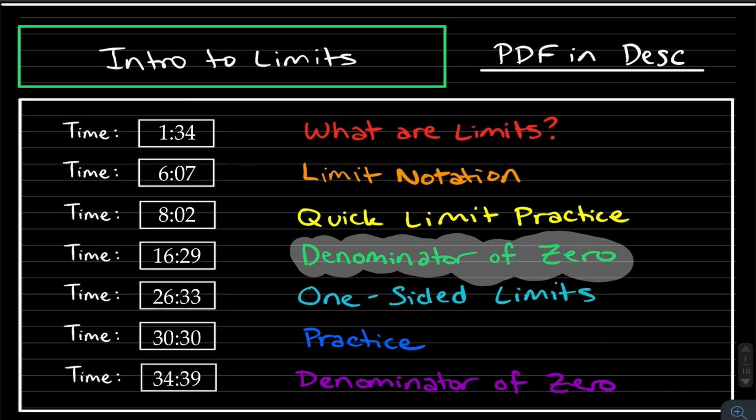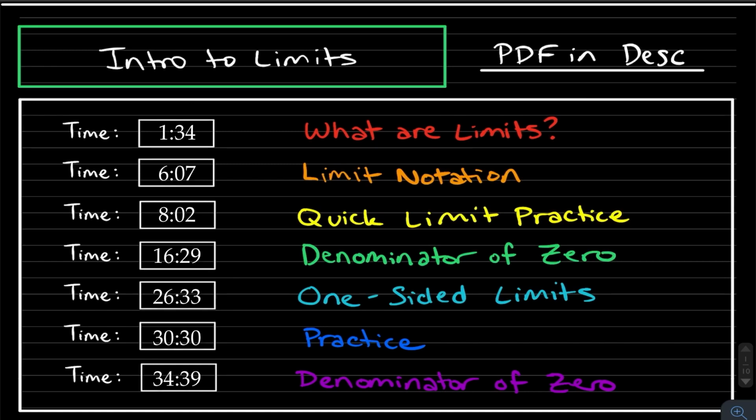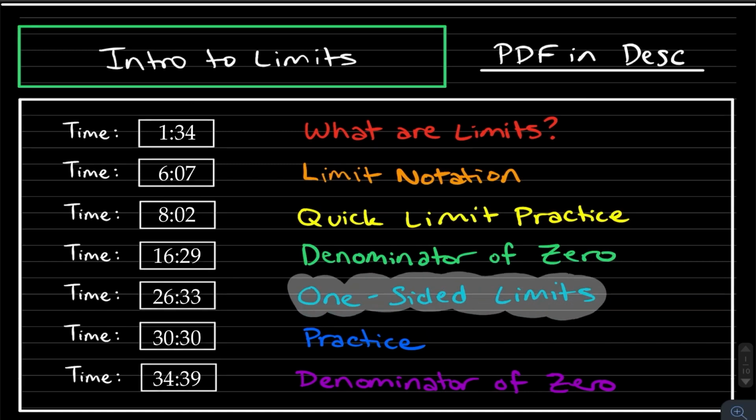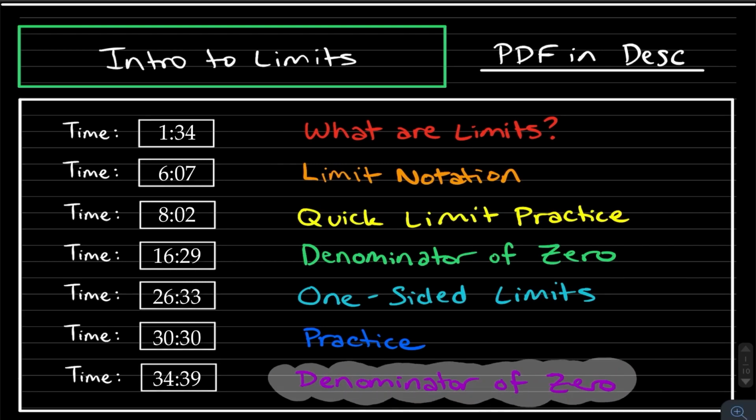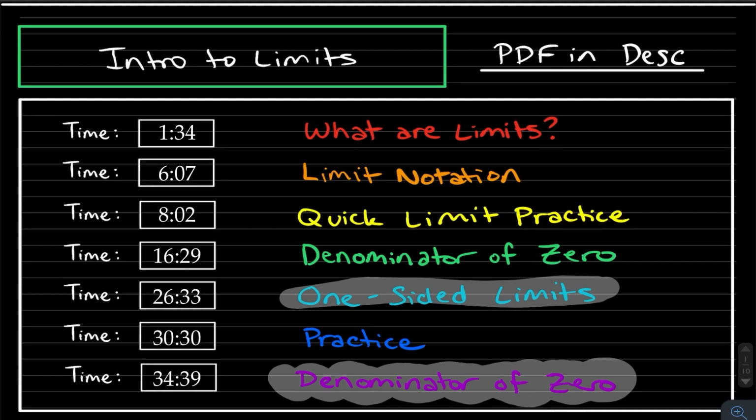We'll look at different cases where we have a denominator of zero. If we have a denominator of zero, that's important for different things like vertical asymptotes, which we'll talk about eventually, but that is going to be important to look at. And then we will shift a little bit and talk about one-sided limits. One-sided limits are important for different things like continuity and vertical asymptotes. We'll do some practice with that, and then lastly, we'll do things where we have the denominator of zero, except we'll be doing them with one-sided limits instead of a full limit.